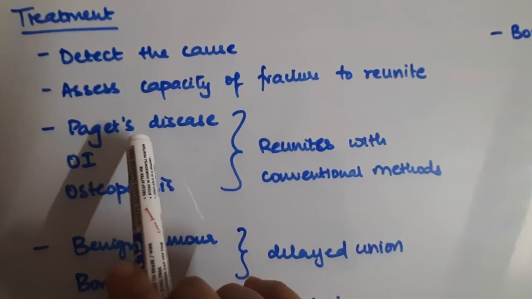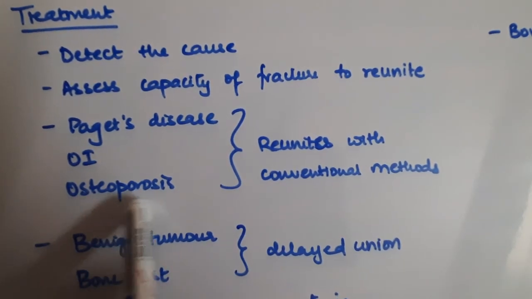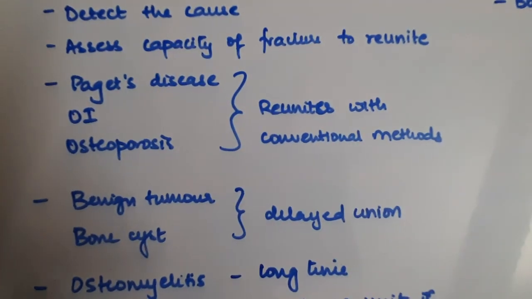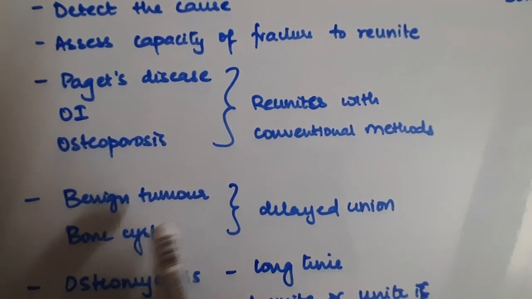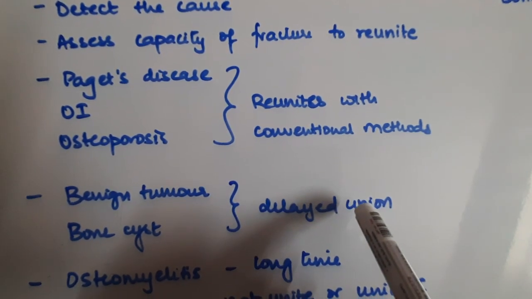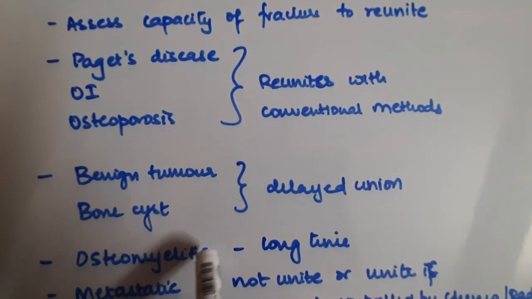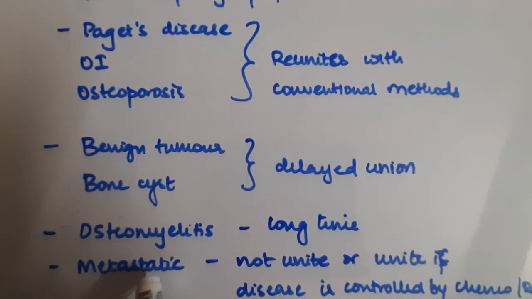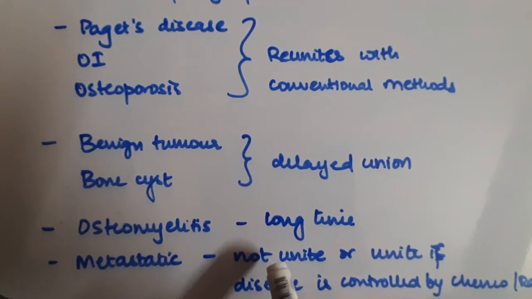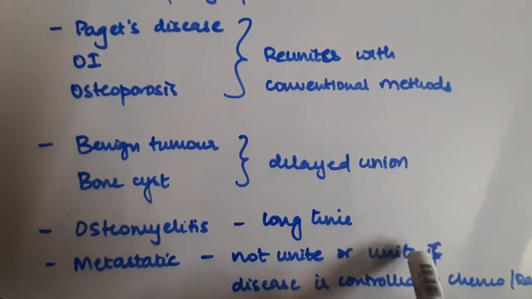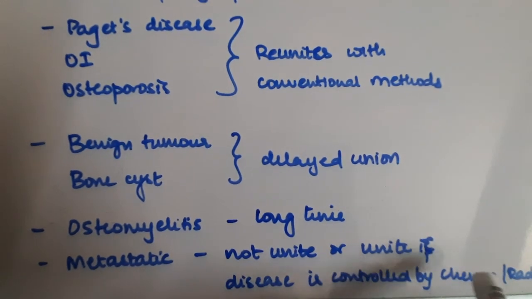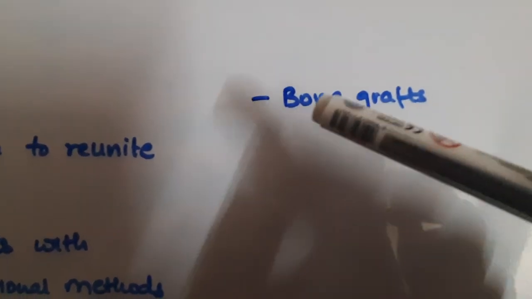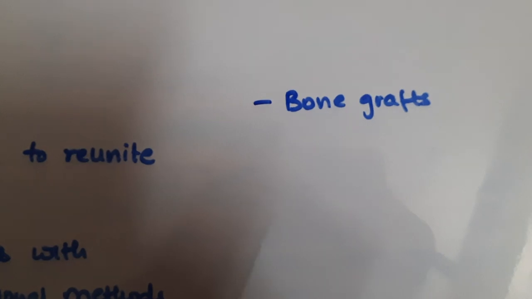If the fracture was due to Paget's disease or osteogenesis imperfecta or osteoporosis, the fracture usually reunites with conventional methods. Whereas in a benign tumor or a bone cyst, the union can be delayed sometimes. In conditions like osteomyelitis, the fracture takes a very long time to heal. Whereas in metastatic bone cancers, the fracture may either not unite at all or it may have a chance of uniting if the disease is controlled by chemotherapy or radiotherapy. To accelerate the union process, bone grafts can be used.